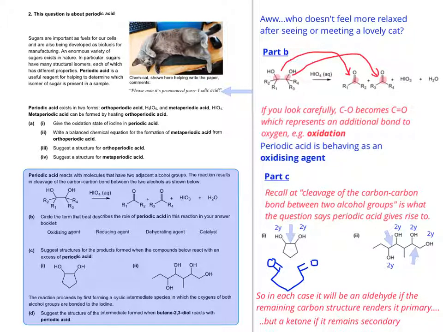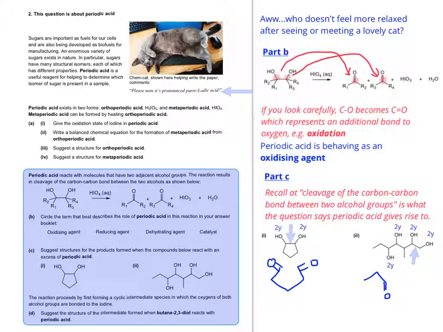So I'll leave the arrows pointing at the carbon-carbon bonds that break, and you can follow me along as I put the structures in. So dealing with the first carbon-carbon bond breaking, now let's go to the next carbon-carbon bond that breaks. On the right hand one, part II, you get 3 products. And it says the reaction proceeds by first forming a cyclic intermediate species in which the oxygens of both alcohol groups are bonded to the iodine.